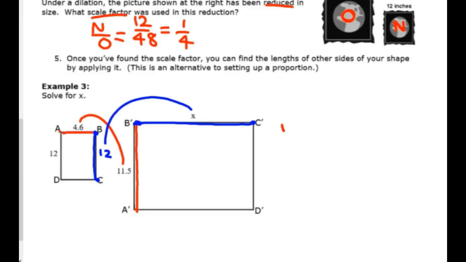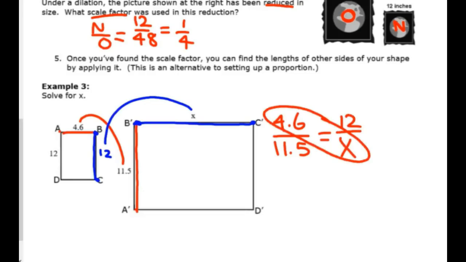So let's do that. 4.6 over 11.5 equal sign, and then what over what? What do you think? If I did this over this, what's the other one going to be? 12 over x, okay? Cross multiply and divide. 4.6 times x is 4.6x. 12 times 11.5, okay? 138. Thank you.